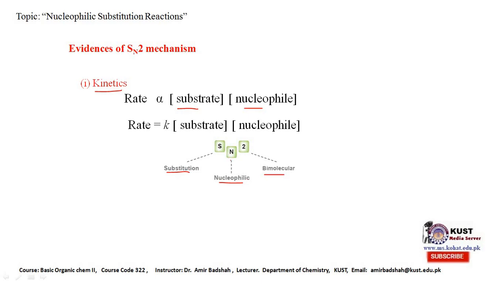So that's why 2 has been written here, and it involves the substitution of one nucleophile by another, so N has been written here, and it involves substitution, so S has been written here, so we can write SN2. You should remember that N should be written a little bit down. S and 2 will be in one line.